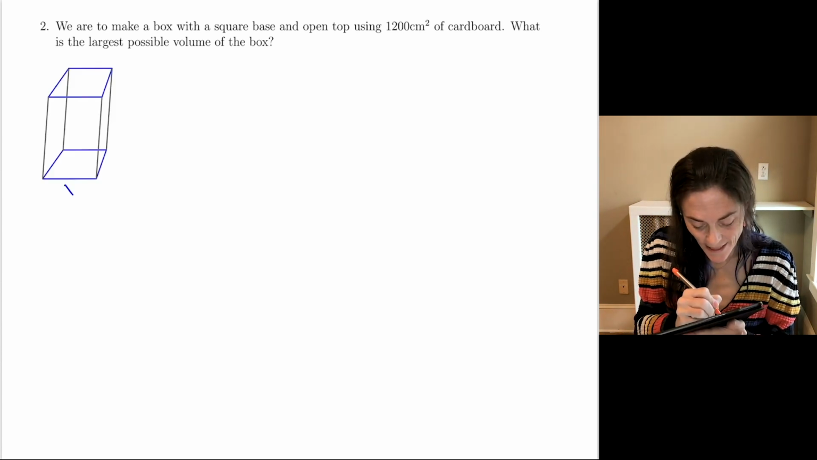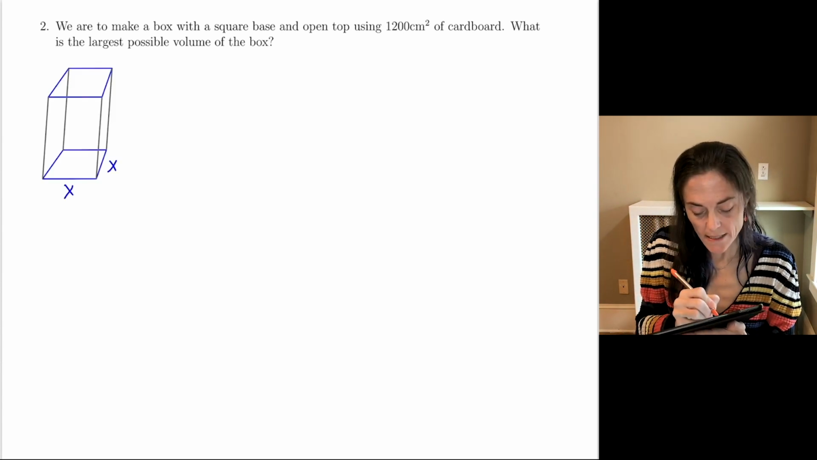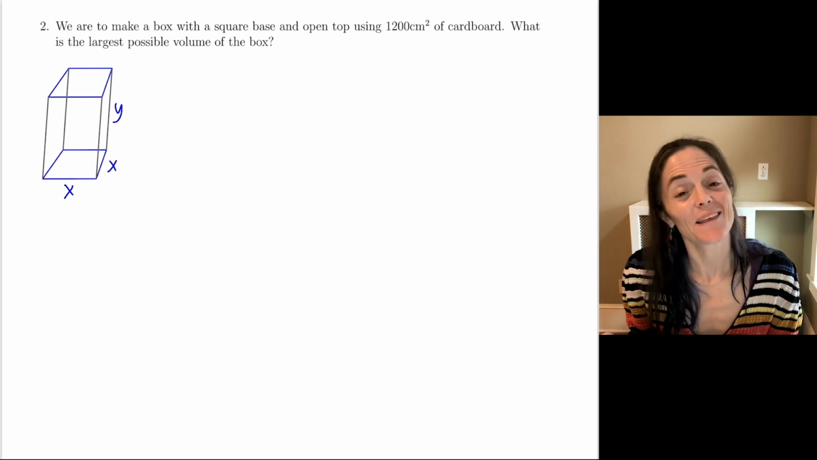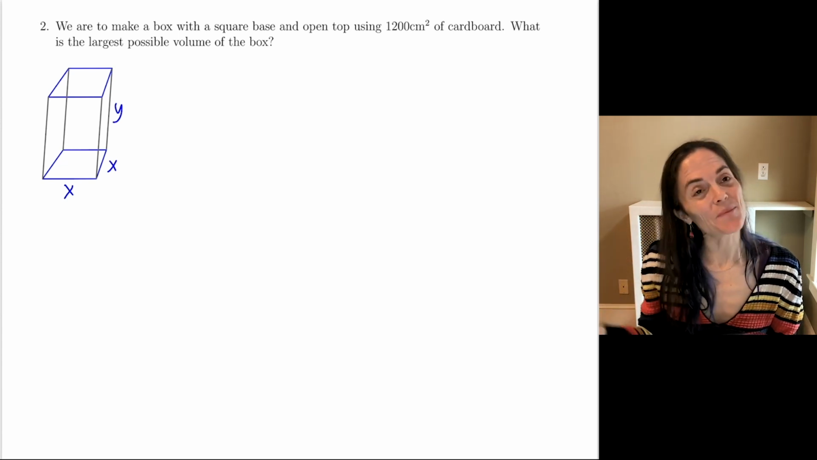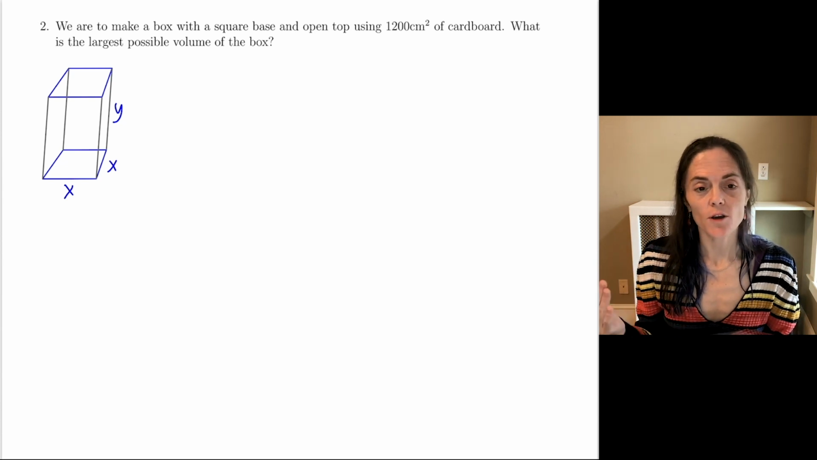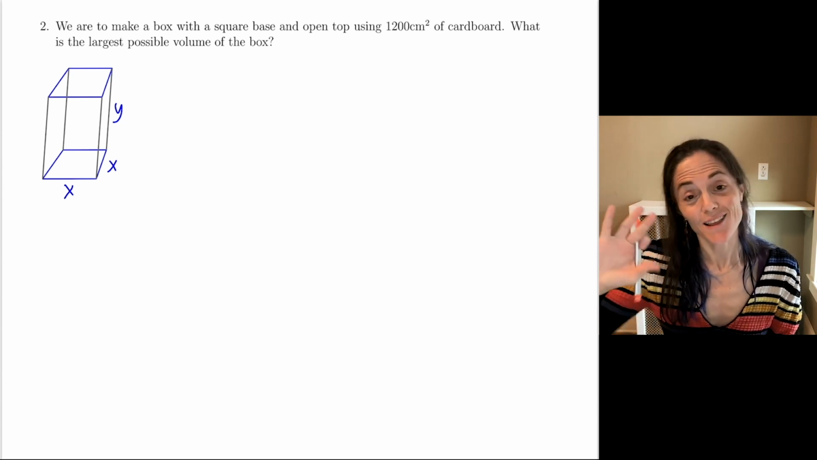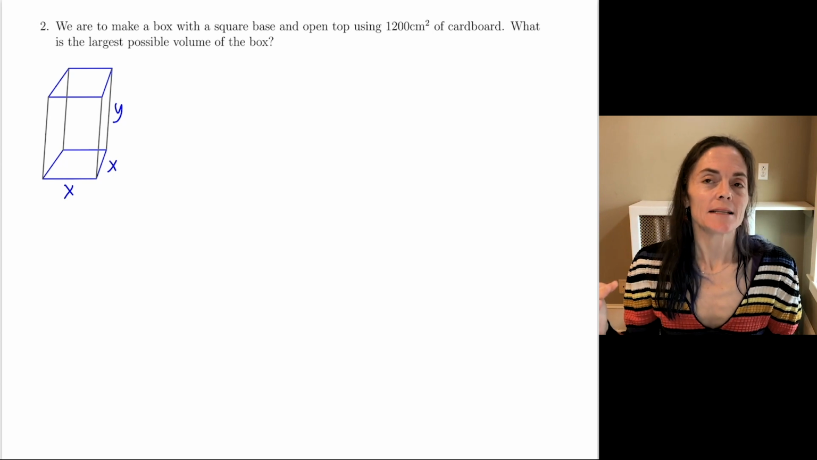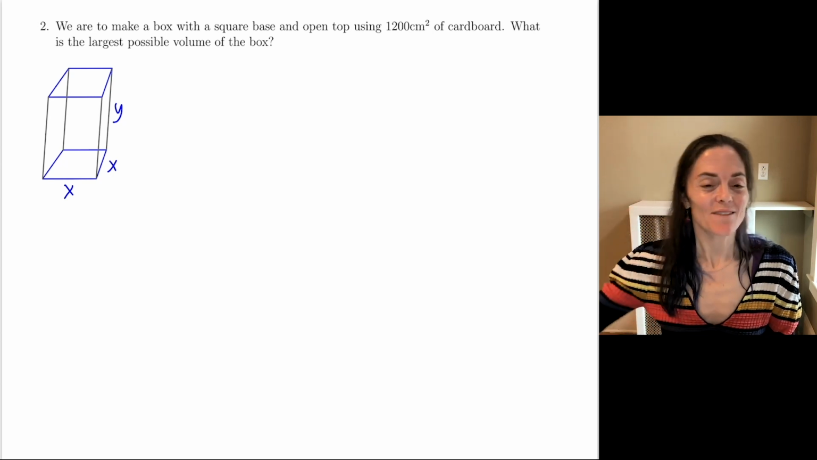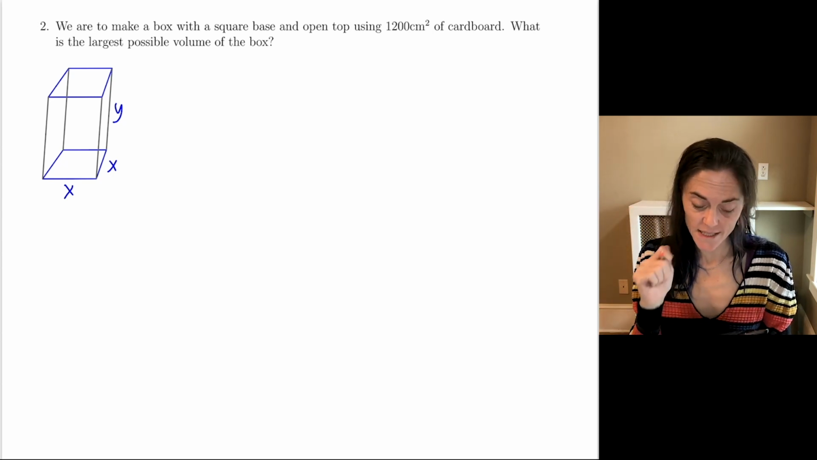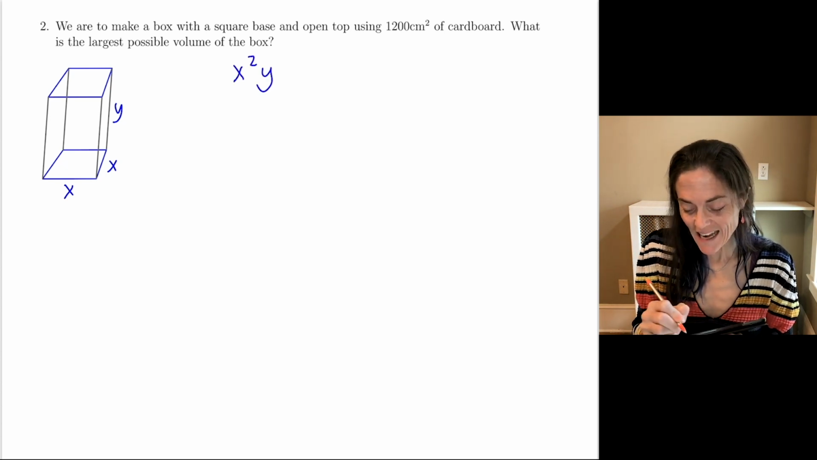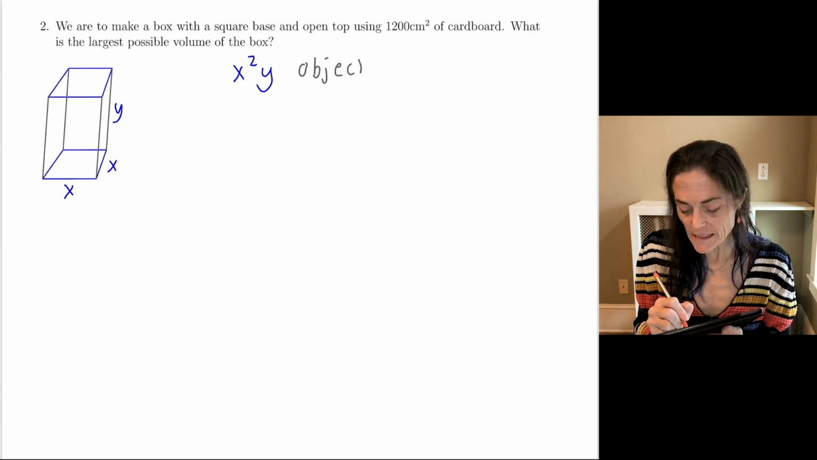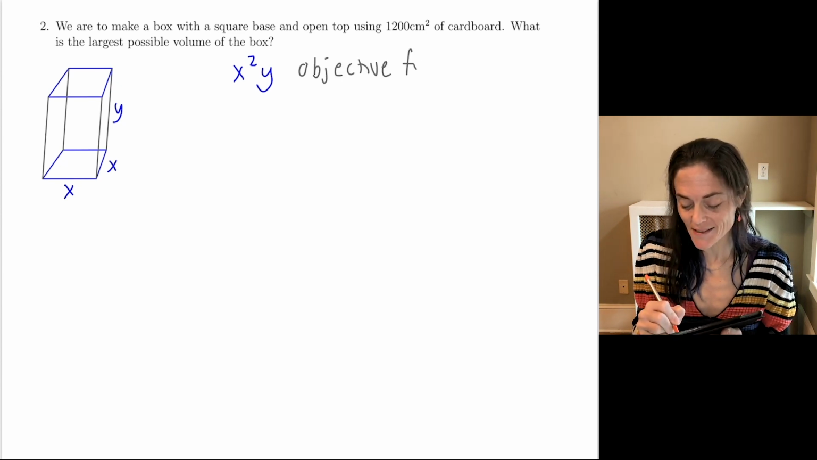Here's my box. I can label x, because square base, this is also x. And then we have some height y. Now, this one's a little bit different than the last because, first of all, it's a three-dimensional shape, but we are maximizing volume and we have a fixed surface area. So the volume is x squared y. And for this problem, this is my objective function. This is what I'm trying to maximize.